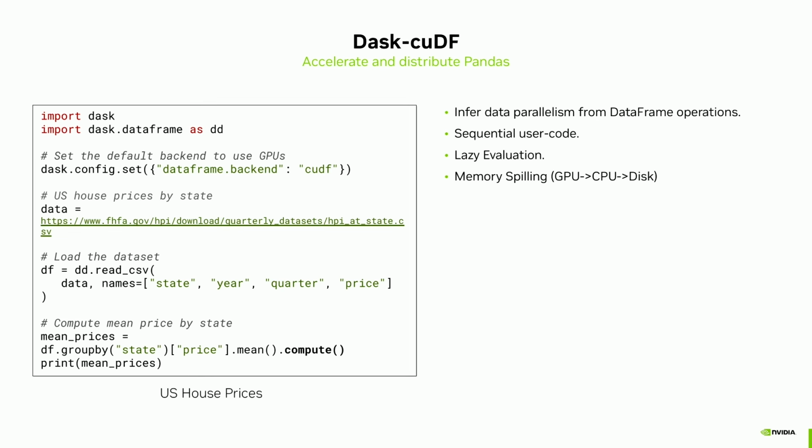Dask-cuDF is quite good at memory spilling, so it will automatically move data from GPU to host memory, or from host to disk, based on your memory limits. Either you set some threshold, say you want to use this much memory, or it will do that automatically if it would otherwise run out of memory.